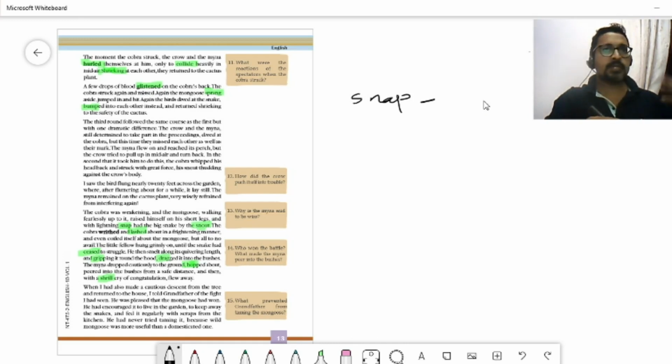You might have heard "please take a snap." When we ask somebody to take a photo, we usually say, "one snap please." Okay, here it has a different meaning: a breaking sound.